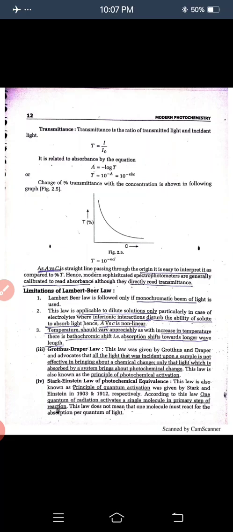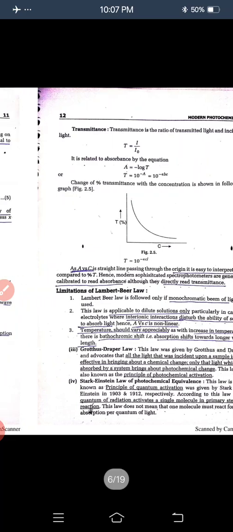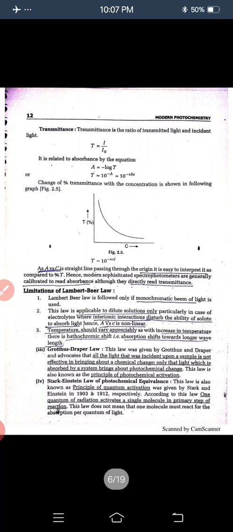This is the graph between C and T. As A versus C is a straight line passing through the origin, it is easy to interpret it compared to the percentage T. Hence, modern sophisticated spectrophotometers are generally calibrated to read absorbance, although they directly read transmittance.